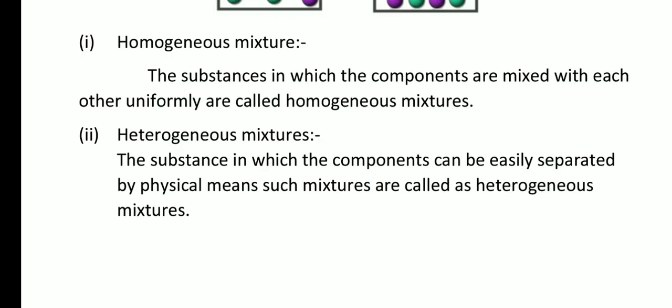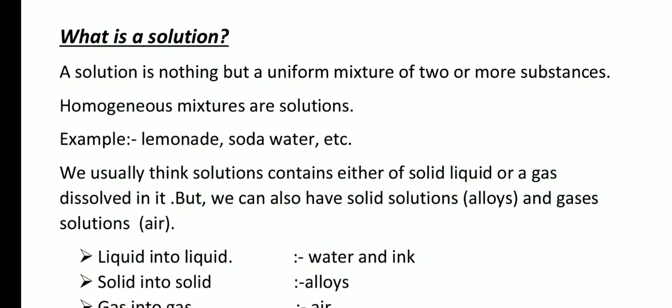Homogeneous mixture. The substance in which the components are mixed with each other uniformly is called a homogeneous mixture. Whereas in a heterogeneous mixture, the components can be easily separated by physical means; such mixtures are called heterogeneous mixtures. Now what is a solution? A solution is nothing but a uniform mixture of two or more substances. Homogeneous mixtures are solutions. Examples are lemonade, soda water, etc.